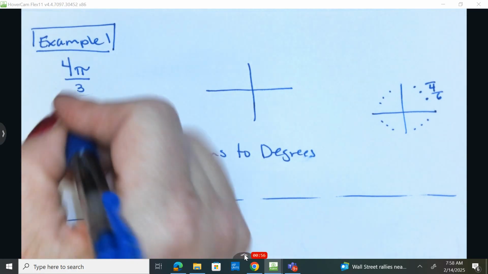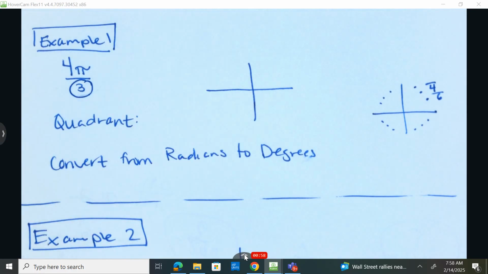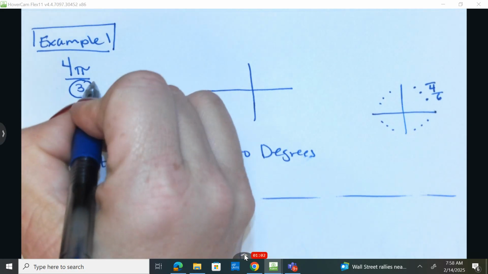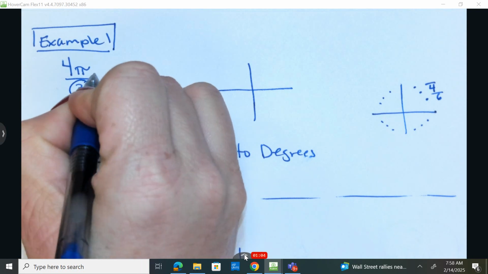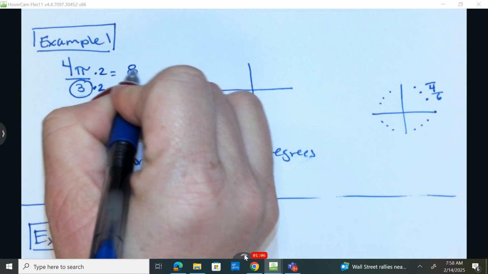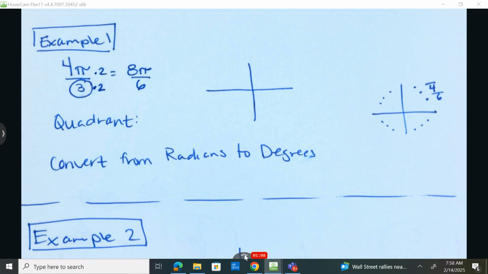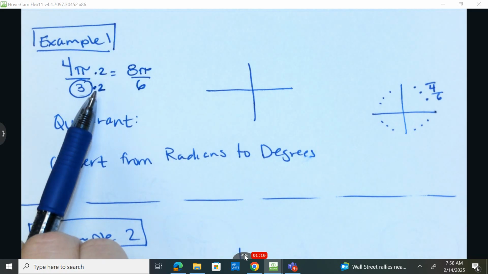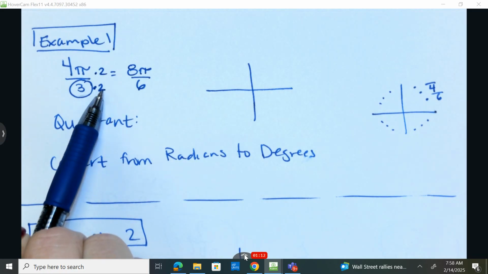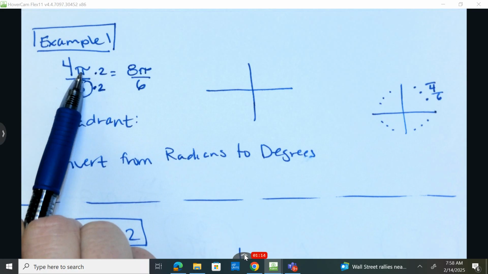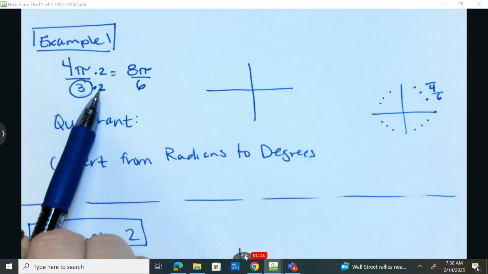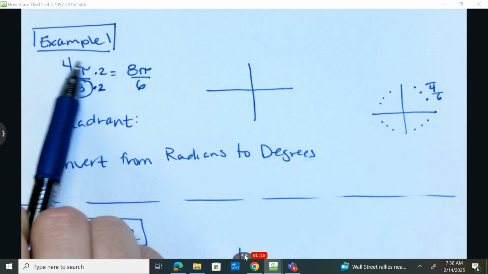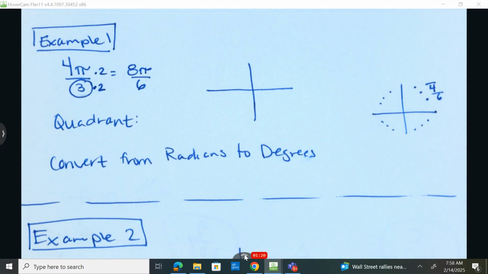So in this case, I'm asking myself, I'm not provided with a 6 or 4, but can I easily get there by multiplying? And I can. I can take 3 times 2, and I'm able to achieve 8 pi over 6. Notice that if I multiply the denominator by a value, I have to also multiply the numerator by the same value to keep the fractions equivalent. So now I'm going to graph 8 pi over 6.